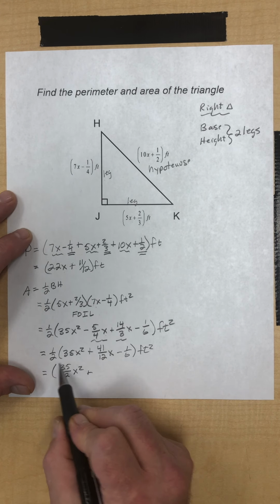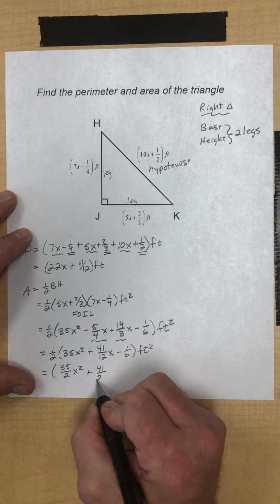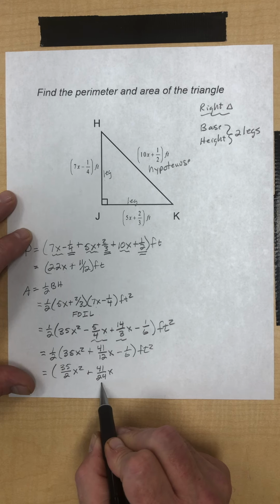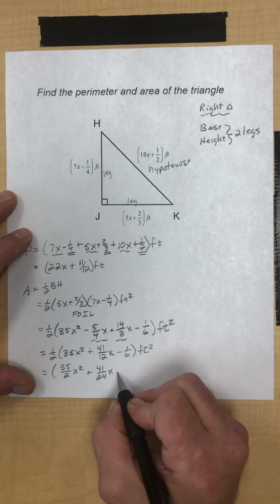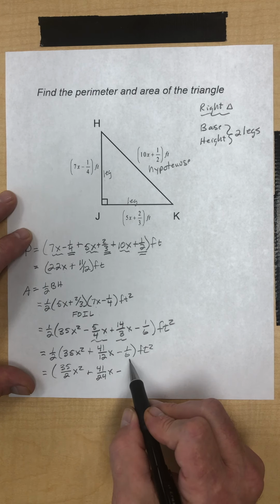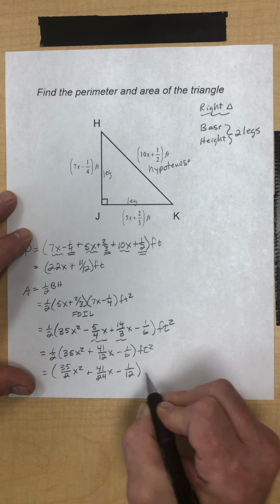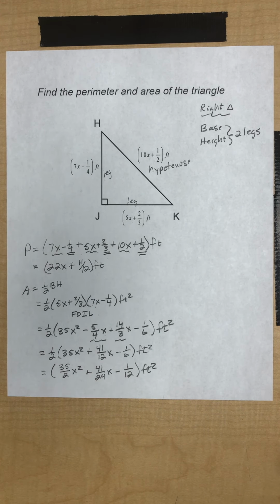Okay, plus 1/2 times 41/12 will give me 41/24 and bring the x. And again, leave it as a fraction. Variables like fractions, they don't like mixed numbers. And then if we go 1/2 times a negative 1/6, I get a negative 1/12. And we're in square feet. And we're done, okay? So we're good on that guy.